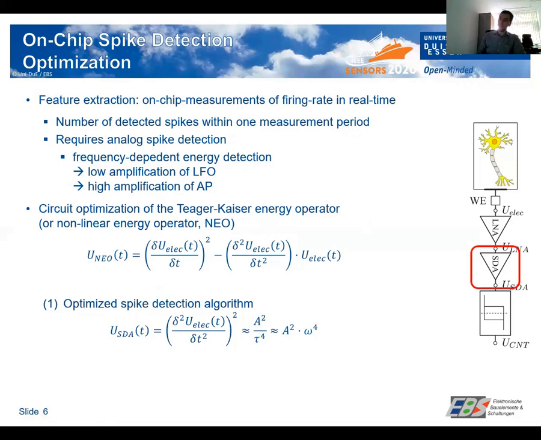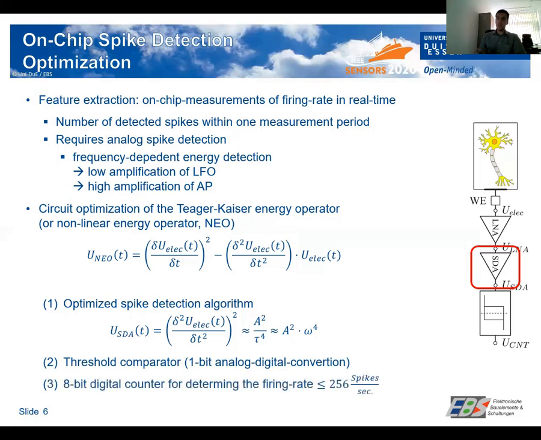With applying a sine wave, the output of the SDA depends only on the amplitude and the frequency of the sine wave. The next step to measure the firing rate is that we converted the detected spikes into digital trigger pulses, and counted these pulses with an 8-bit digital counter.